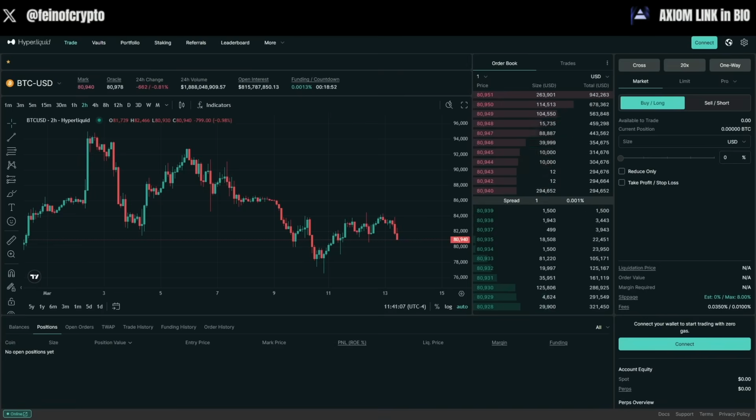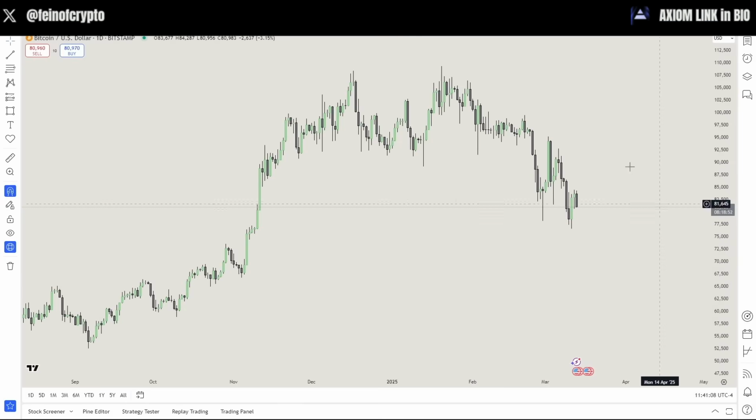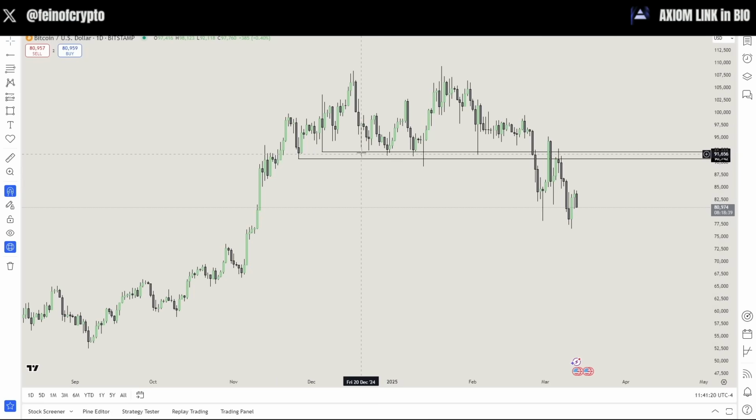So now let's get into TradingView and discuss more examples. For example, the daily chart on Bitcoin. What do we see here? Let's zoom back a little bit. Liquidity here, liquidity here. See how we have so many stacked liquidities?